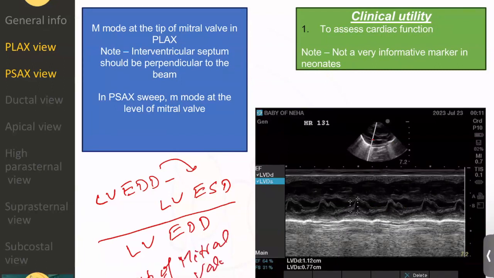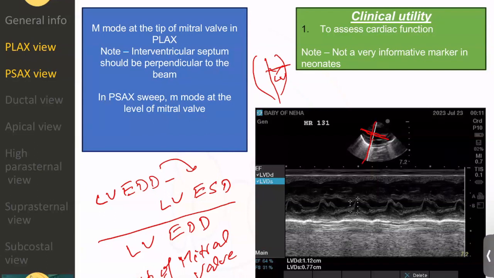Why? Because at the level of the mitral valve, the LV diameter is maximum. So you understand, when we draw a four-chamber view of the heart, if this is the LV, the dimension of the LV is not uniform, but at the level of the mitral valve, it is the maximum. And secondly, this M mode should be perpendicular to the interventricular septum. So this should be perpendicular. If this will not be perpendicular, you will underestimate the fractional shortening. So we put the M mode here.